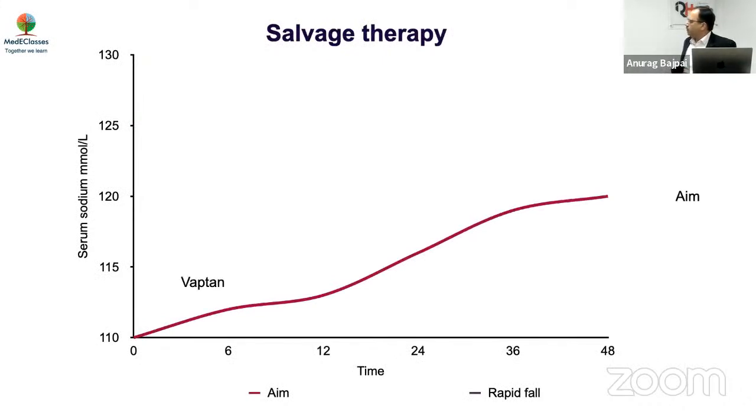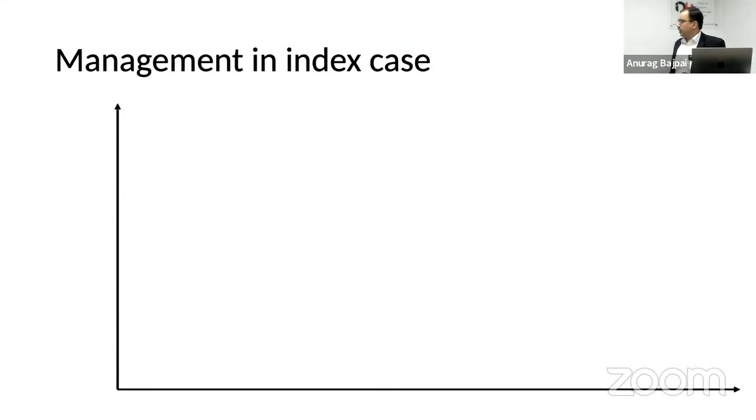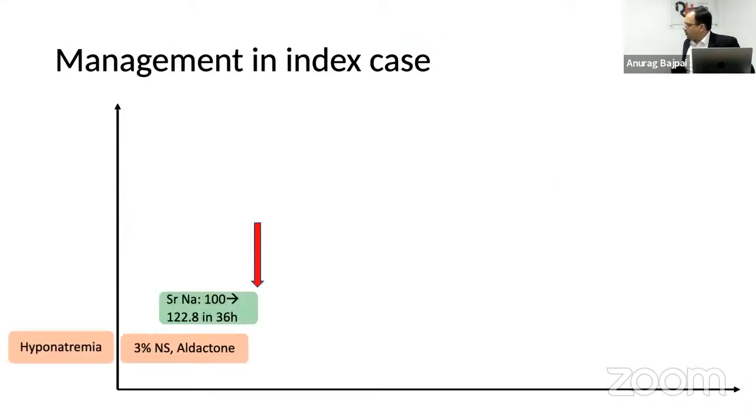But if you have a very rapid rise, suppose somebody is given a Vaptan or somebody is given hydrocortisone, somebody has stopped treatment, thyroid, suddenly your sodium goes up. Then in that case, altered sensorium, you give DDAVP and free water, that will bring it down to normal. So this is the salvage therapy, which is there. So now again, we have already discussed in this case how there were problems.